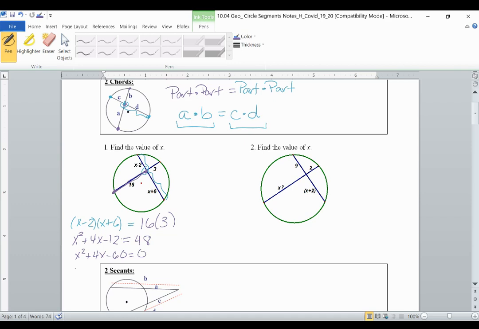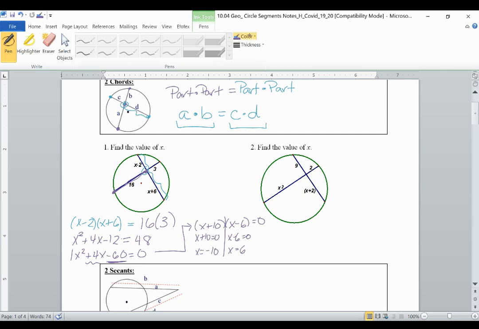We have a quadratic, so anytime you have an x squared and an x, you want to make sure you factor. Since there's a 1 in front of that x squared, I'm going to just use guess and check here. So x and x, I want two numbers that multiply to negative 60 and add to 4. That's going to be positive 10 and negative 6. So 10 minus 6 gives me 4, and 10 times negative 6 gives me negative 60. Set each of my factors equal to 0, and I get x equals 6 and x equals negative 10.